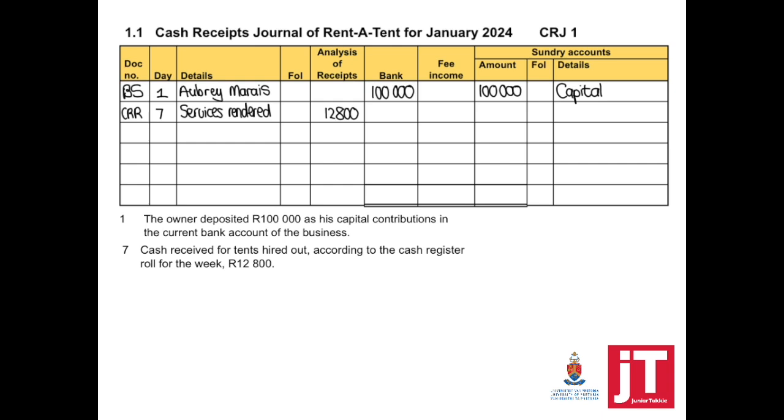There's no other transactions on that day. So we draw a line to say how much did we deposit in our bank account? 12,800. For what reason? Fee income.